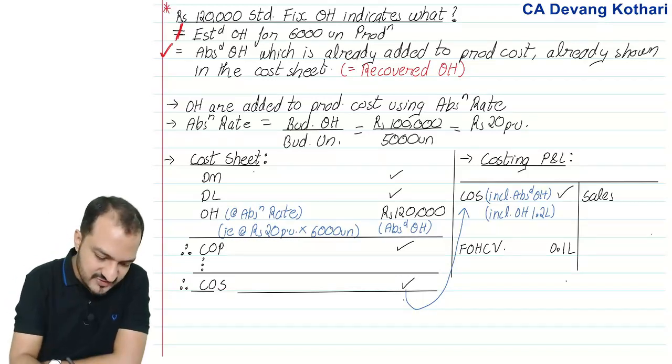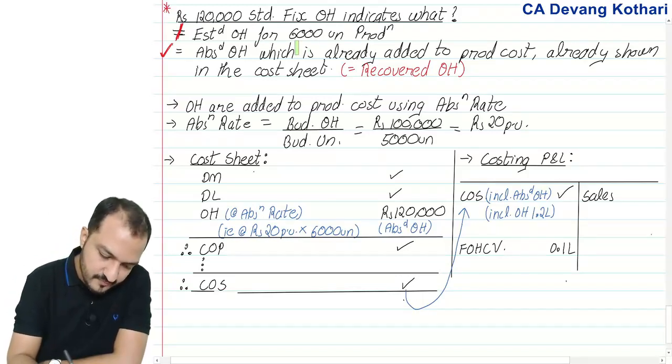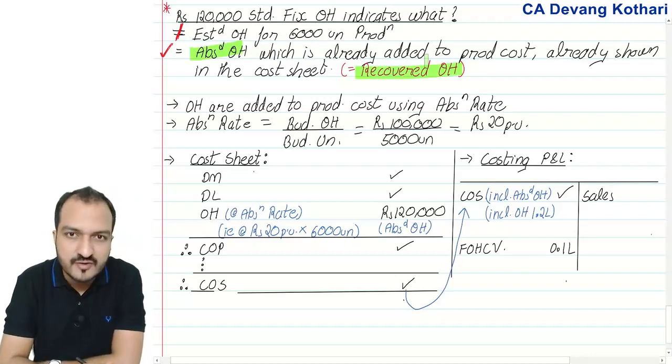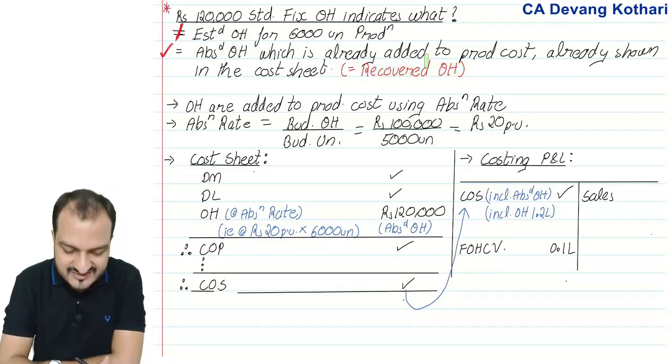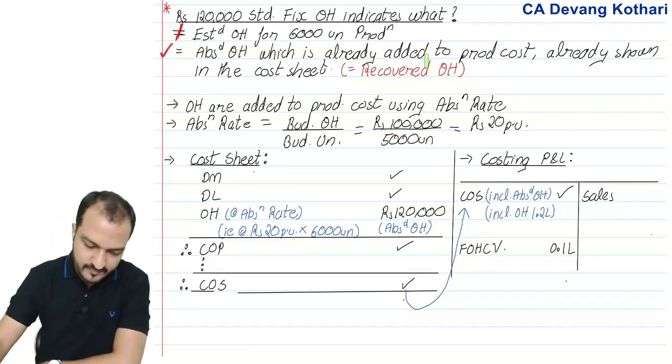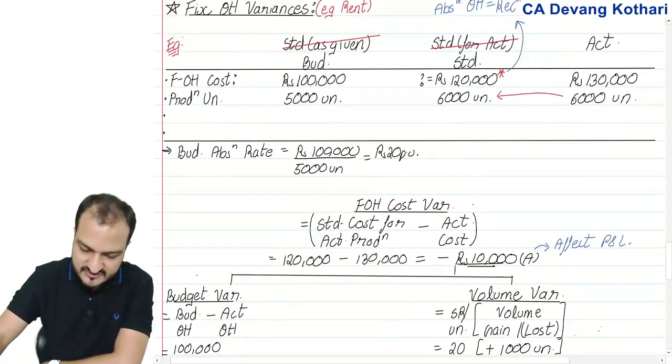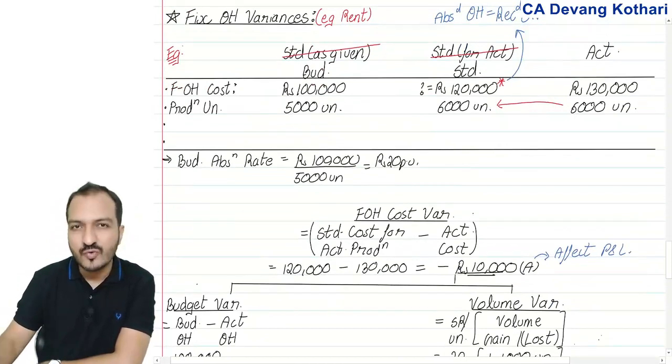The concept about absorption and the concept about recovery of overheads you must have learned at your intermediate level in the overheads chapter. We are just extending that concept over here. Now, before I proceed to further variances under fixed overheads, I have one question for you.